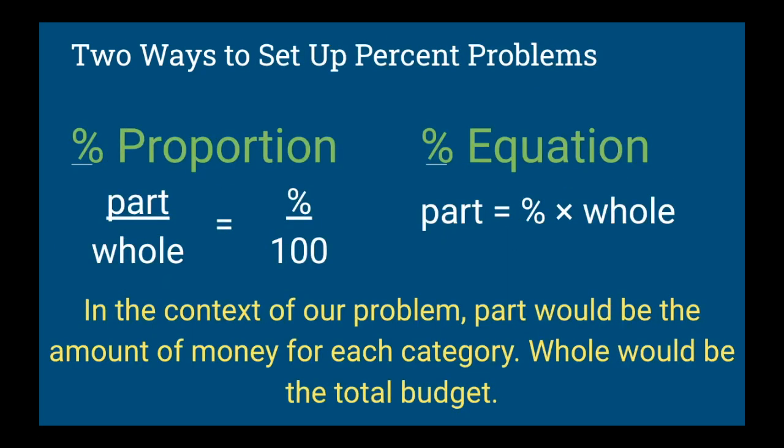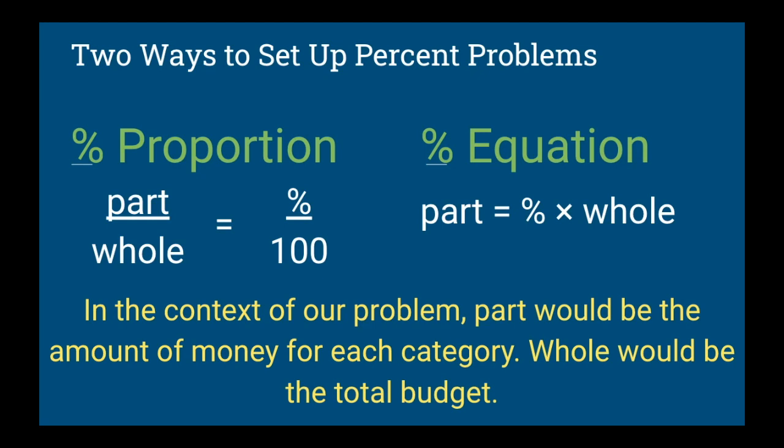Remember that these are percent problems, and we had two ways that we discussed this year of using percents. So you can use the percent proportion, which is part over whole equals percent over 100. So we already know our percentages. They're given to us in the problem. The part would be the amount of money spent on whatever category you're talking about or trying to find. And then the whole would be the entire budget, which is supposed to be between $800 and $1,200.